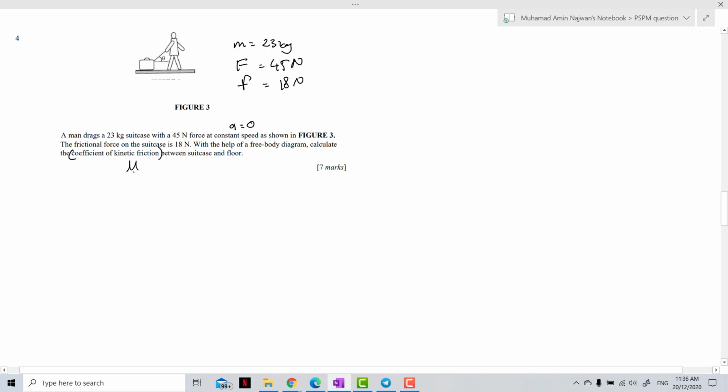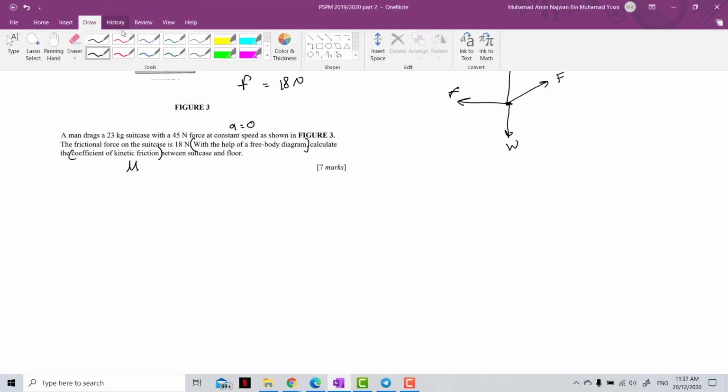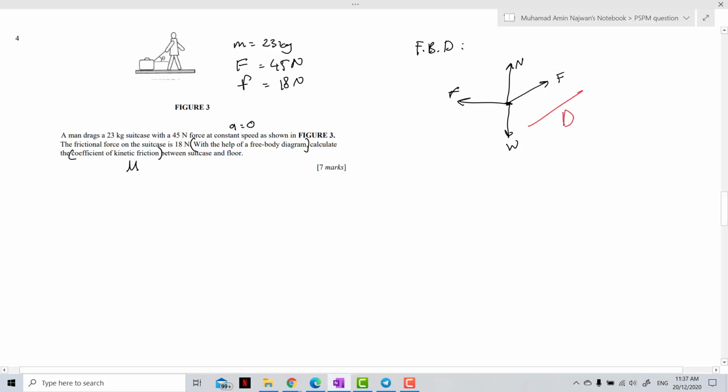So soalan minta, again, sebab soalan minta with the help of a free body diagram kan, you must draw you punya FBD. So you punya free body diagram here, okay, you akan draw here, sepatutnya you ada apa dia? You ada force there. You ada what? You ada weight bawah. You ada again normal atas. You ada friction over there. If you betul ni, you get the marks of D2.